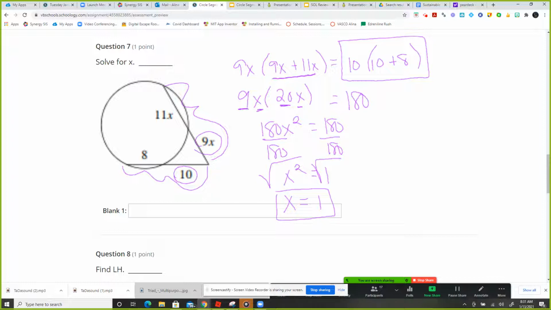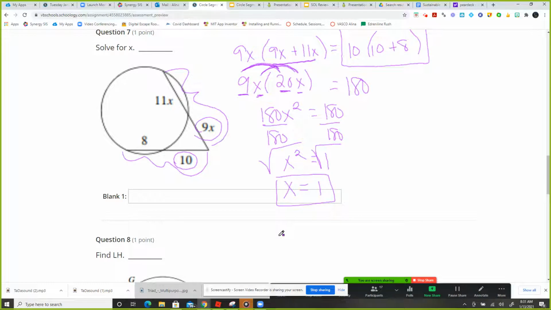It's this part that usually messes people up a little bit. 9 times 20 is 180, and x times x is x squared, not 2x. Okay. So make a mental note of that. Put it on the sticky side of your brain so you can remember.